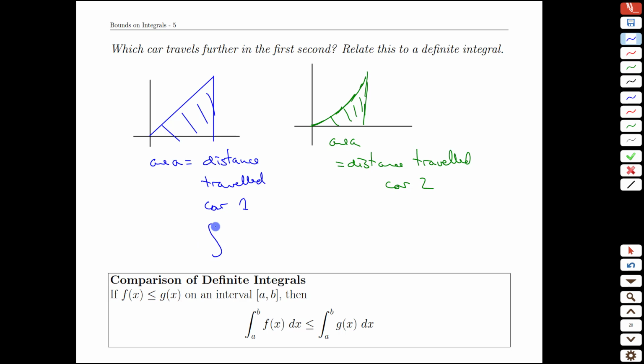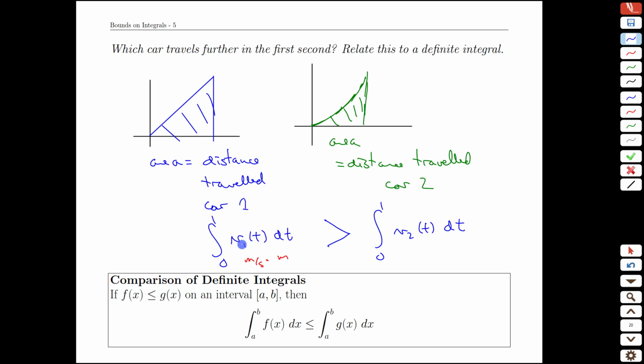How would we write that? We would write the integral from 0 to 1 of v1 of t dt. Quick side note, checking units. This would be meters per second times seconds. That equals distance traveled, is going to be larger than the integral from 0 to 1 of v2 of t dt.